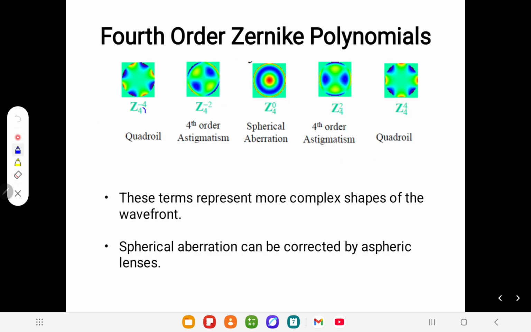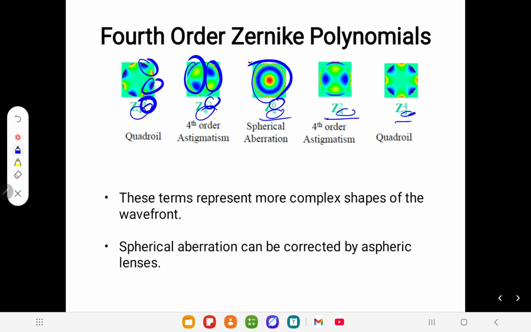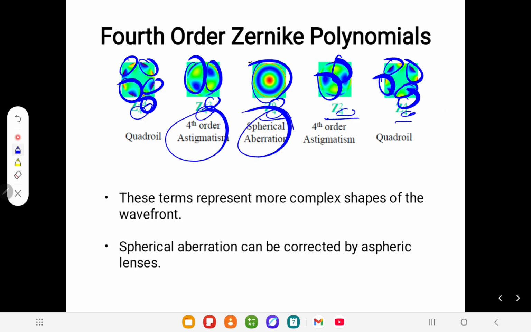Fourth order, you can see four, four, four, four. Fourth order means every lower number is 4. But see, 0, there is no pattern. 2, only 2 pattern, this and this. It's 4, 1, 2, 3, and 4 pattern, isn't it? The same is here, 2 patterns. Here, cycles is 1 cycle, 2 cycle, 3 cycles, and 4 cycle. That's why it's 4. So it's called fourth order astigmatism, spherical aberration, and quadrifoil is in this picture.